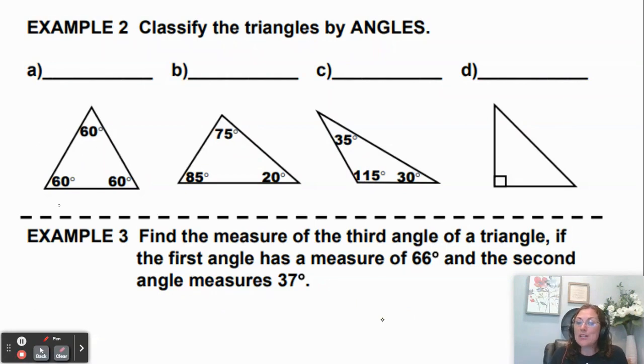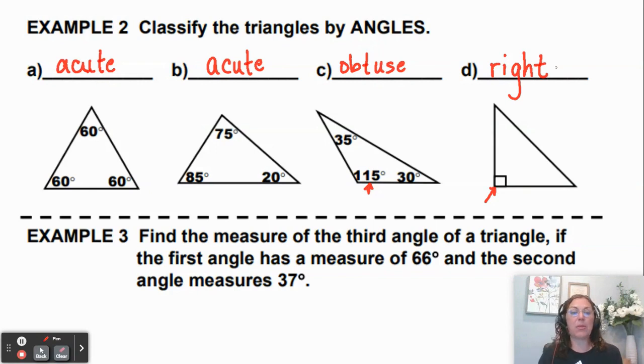For A here, I want you to see that all three angles are the same and all three are less than 90. That makes this an acute triangle. B here, all three angles are less than 90 degrees. Again, we could call that acute. C, we have the one angle here that's bigger than 90, and that makes this triangle obtuse. And then D, notice we have the right angle right there, and so this is a right triangle.